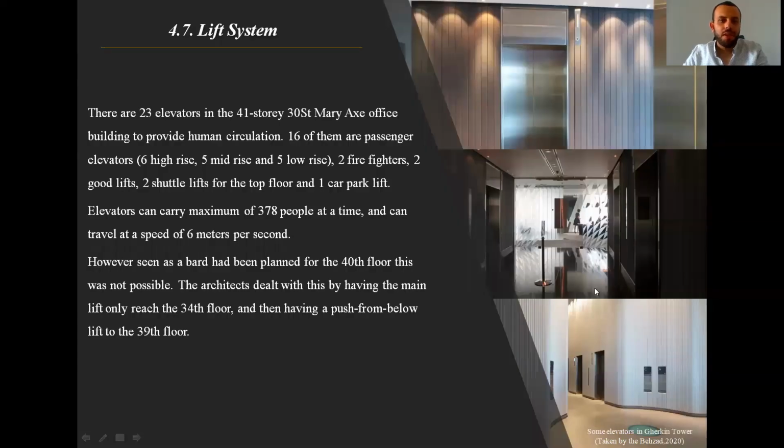Lift system. There are 23 elevators in this 41-story Gherkin Tower office building to provide human circulation. 16 of them are passenger elevators, 2 firefighters' lifts, 2 goods lifts, 2 shuttle lifts for the top floor, and 1 car park lift. Elevators can carry a maximum of 378 people at a time and can travel at speeds of 6 meters per second.